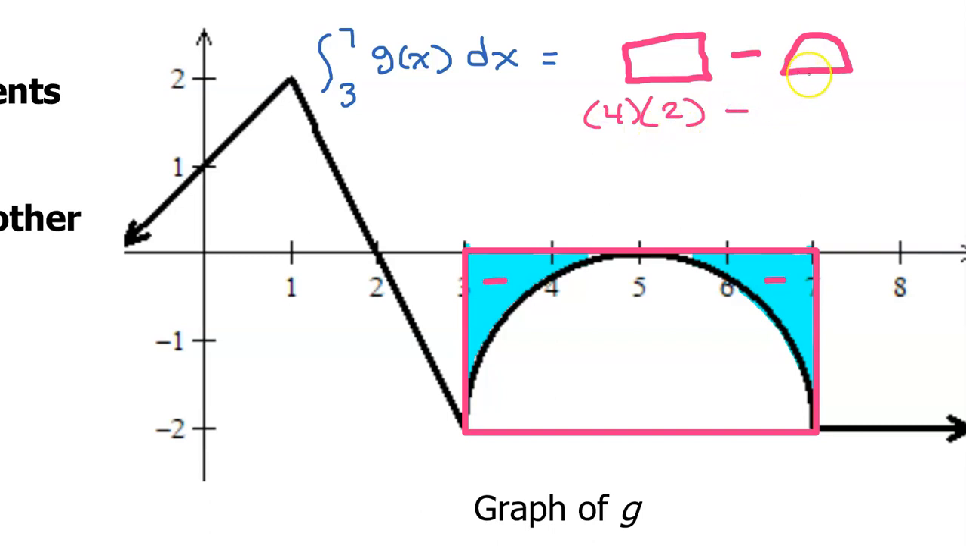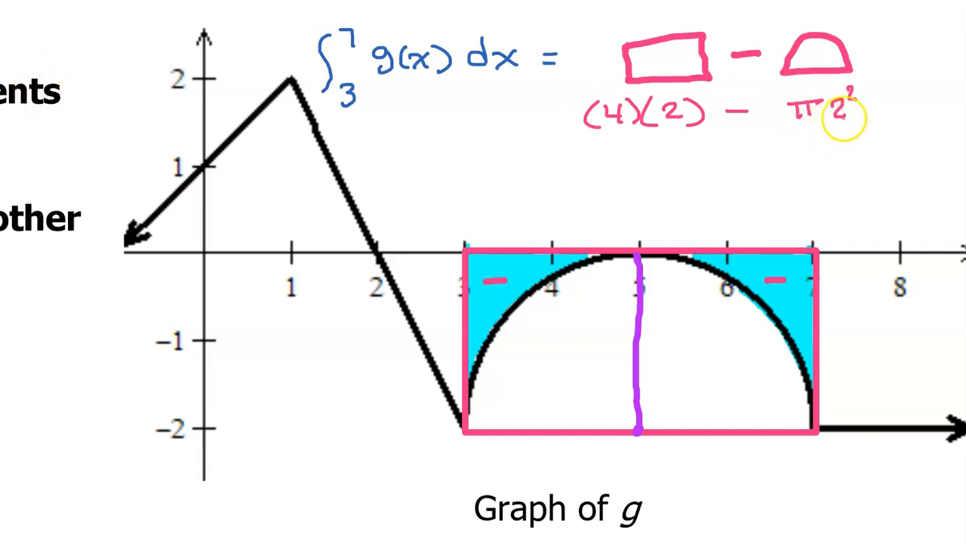Let's subtract the area of the semicircle. So the area of a circle is pi r squared. The radius is like this. I could look at the radius as going from here to here. So the radius is 2. So we have pi times 2 squared.